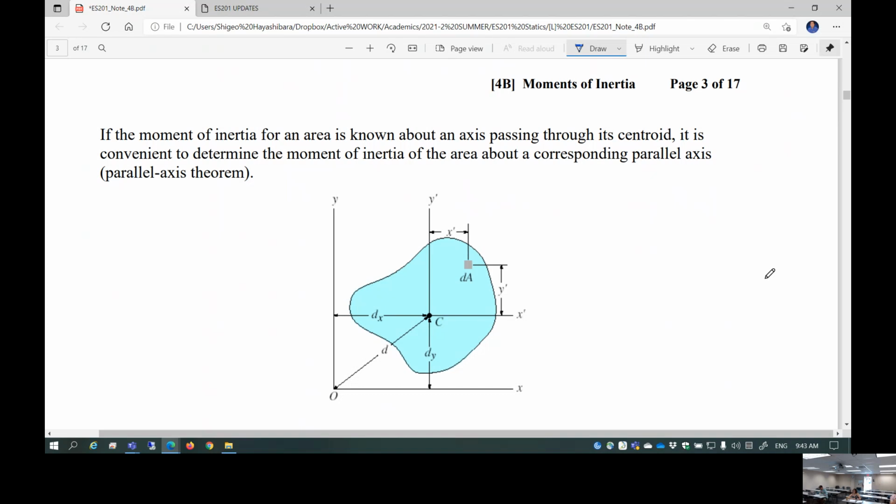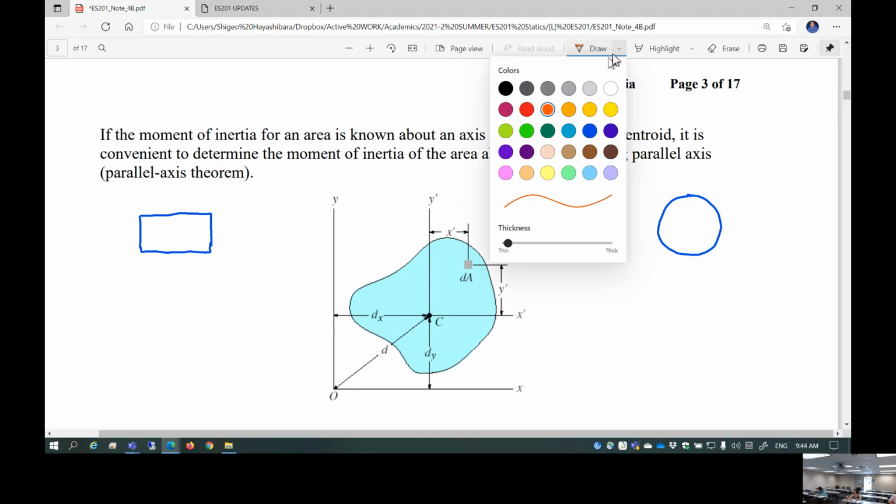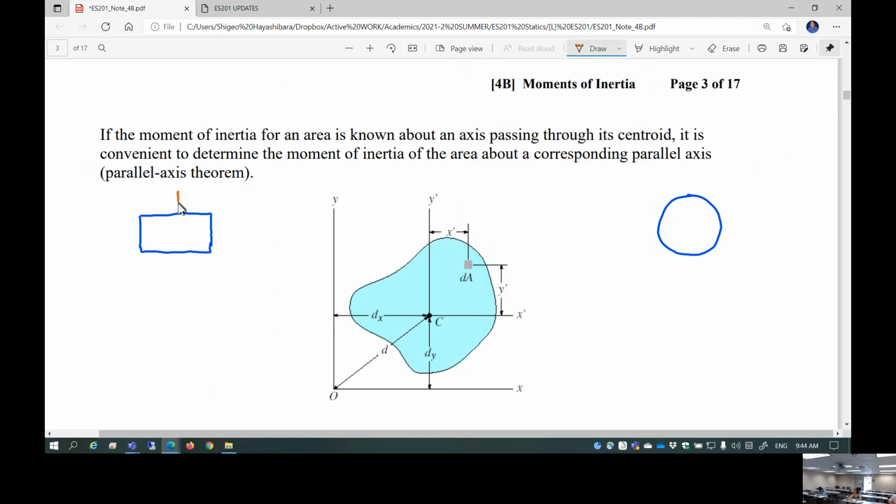This is actually quite important. Moment of inertia for a standard shape, such as, suppose you're given a rectangular shape, or suppose you're given a completely circular cross section. These are standard shapes, not like this arbitrary shape. Now, in such a case, moment of inertia is well known about its centroidal axis. So obviously, if it's rectangular, this is a centroidal axis. Okay, so this is right here, centroid.